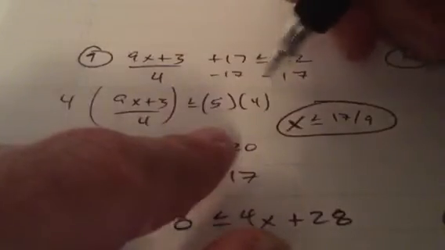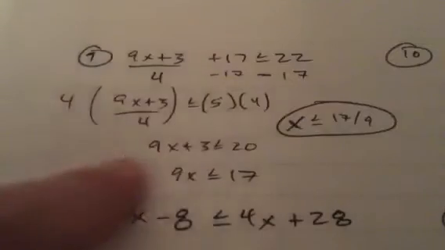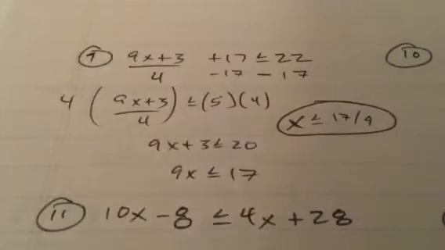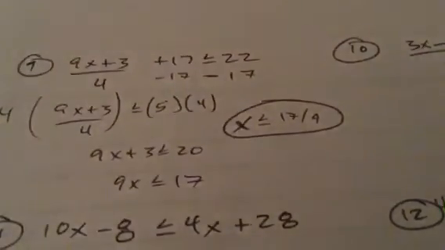Good thing I have a pen up here. It should be minus 17, which leaves you with 5. Then I'm going to multiply both sides by 4. 9x plus 3 is less than 20. Subtract 3. X is less than 17 over 9, which is 1.8 repeating, I believe.